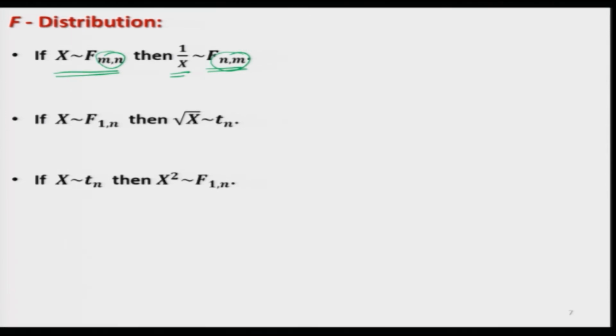Be careful about my y's: in the first case x is following the F distribution with degrees of freedom m, n, and in the second case 1 upon x follows the F distribution with n and m, right. And in case x follows an F distribution where m is equal to 1 and n remains as such, then the distribution of square root of x follows a t distribution with n degrees of freedom, and if x is following a t distribution with n degrees of freedom, then x square will follow an F distribution with degrees of freedom 1 and n.